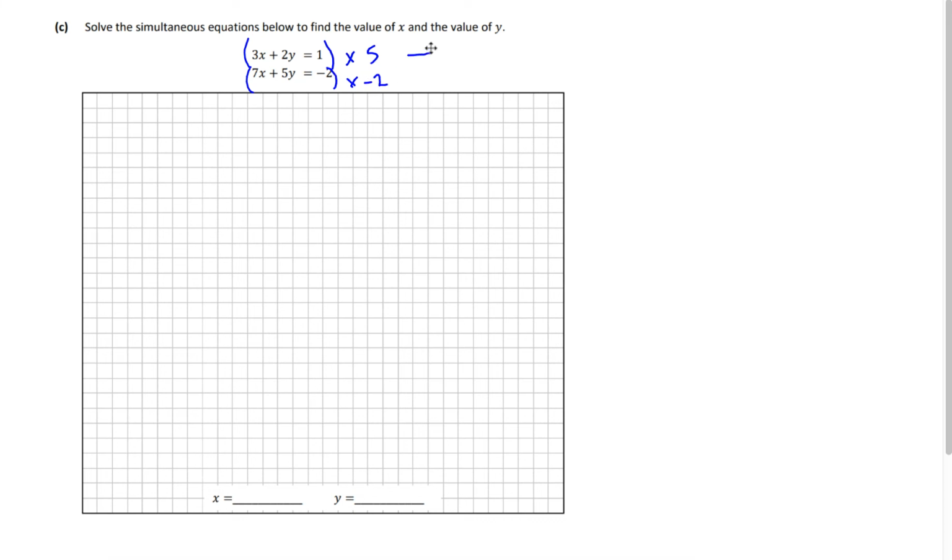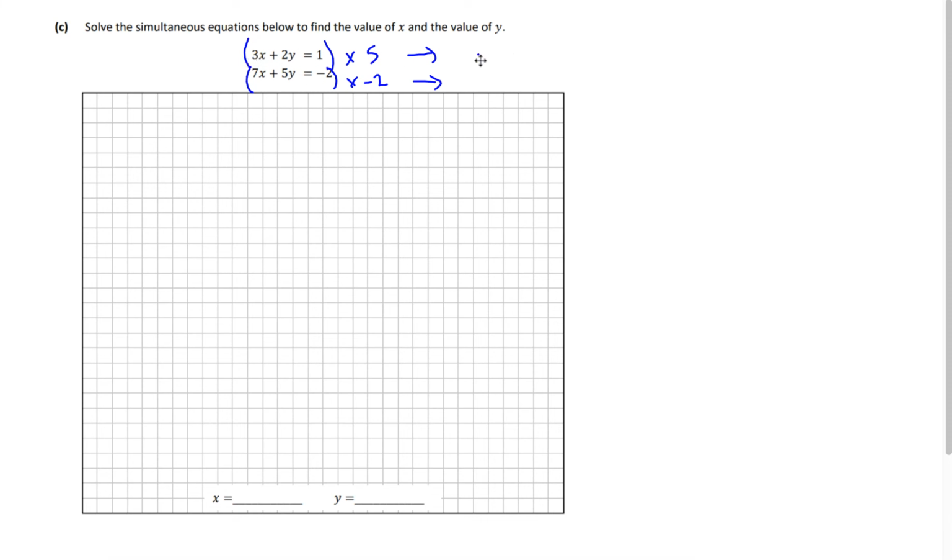So what that will do is make 10y appear here, plus 10y, and minus 10y appear down here. And it's nice when you've got the 10y and the 10y, the same thing above and below, but one of them is plus and one of them is minus, because then when you add them, they can disappear. So you can see what I mean here.